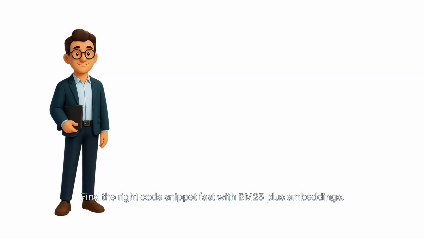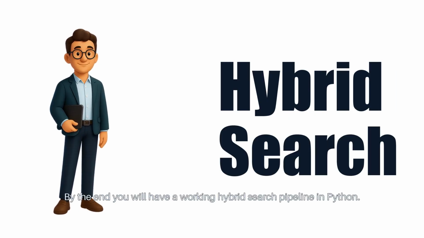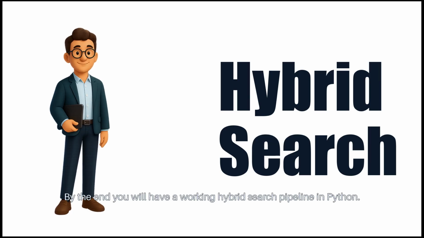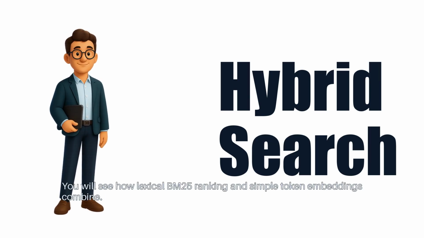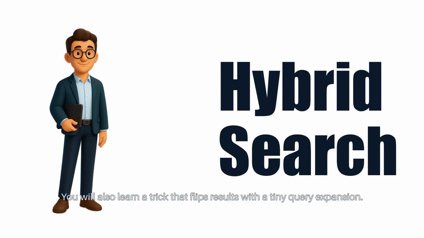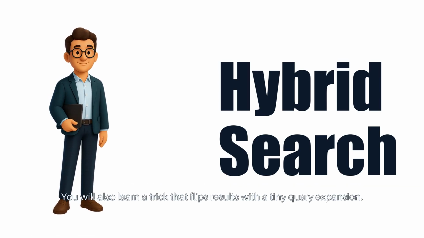Find the right code snippet fast with BM25 plus embeddings. By the end, you will have a working hybrid search pipeline in Python. You will see how lexical BM25 ranking and simple token embeddings combine. You will also learn a trick that flips results with a tiny query expansion.